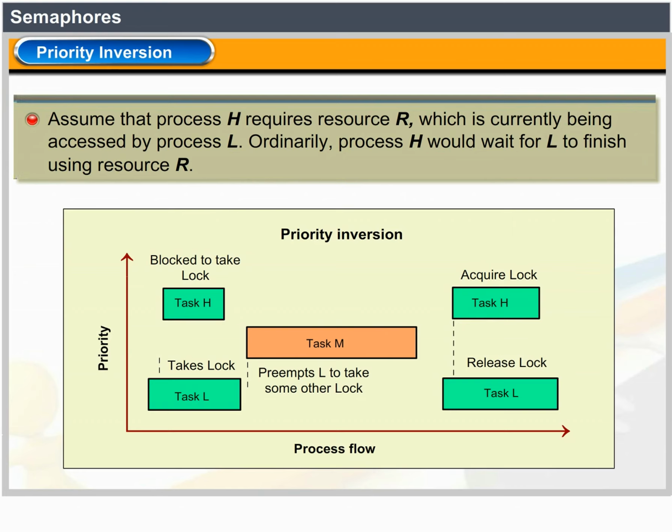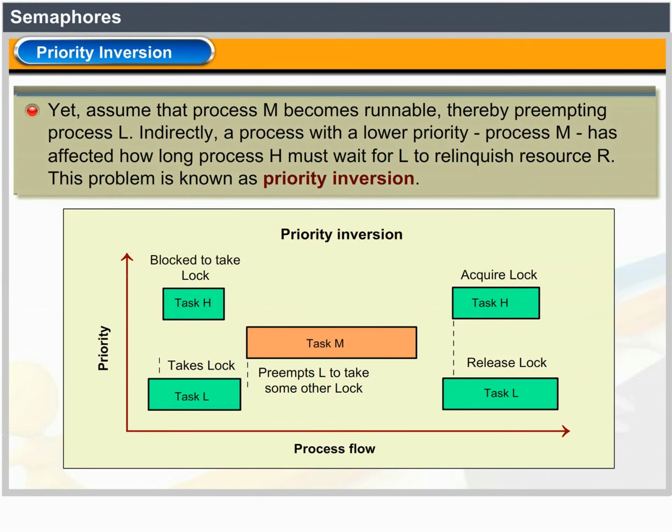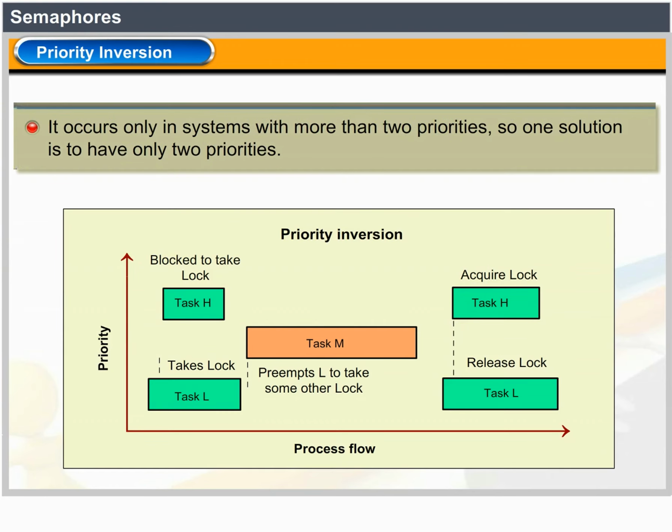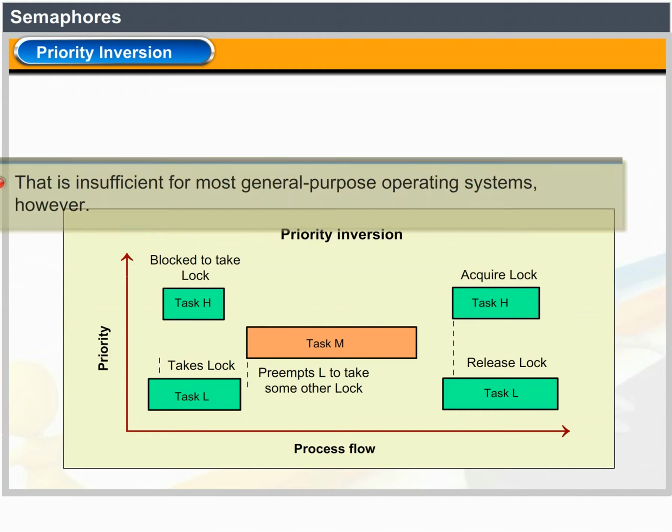However, now suppose that process M becomes runnable, thereby preempting process L. Indirectly, a process with a lower priority, process M, has affected how long process H must wait for L to relinquish resource R. This problem is known as priority inversion. It occurs only in systems with more than two priorities, so one solution is to have only two priorities. That is insufficient for most general-purpose operating systems, however.